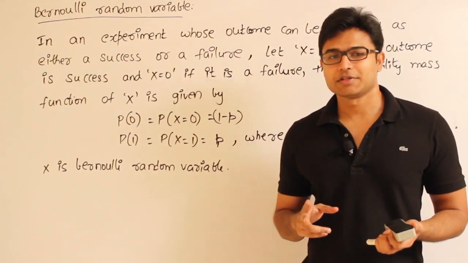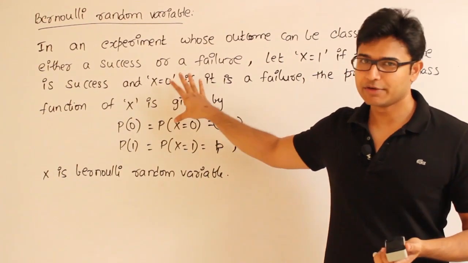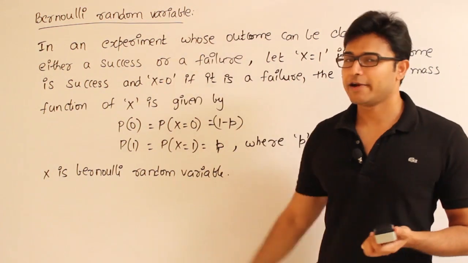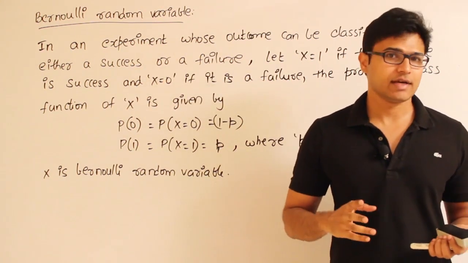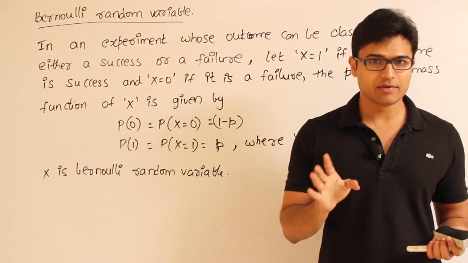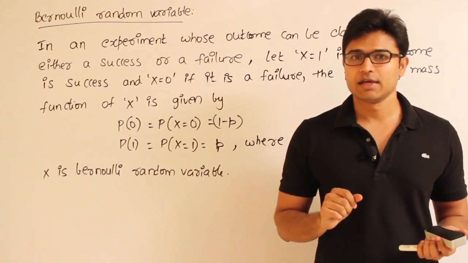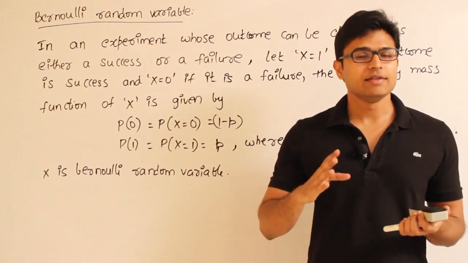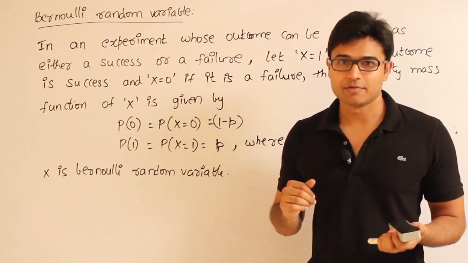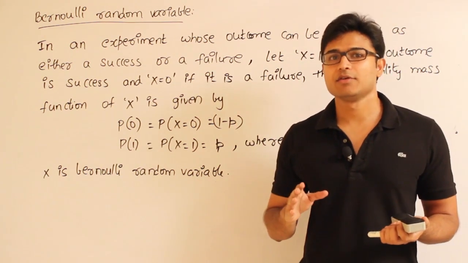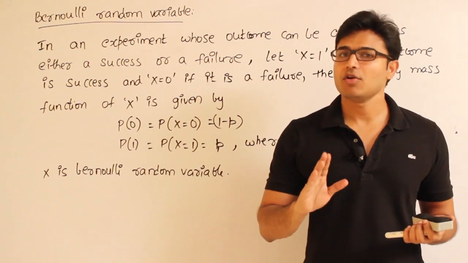Just for the sake of definition, I have given you the exact textbook definition of a Bernoulli random variable. But what I'll do is take examples and explain this concept in simple words first. This random variable will take two values, either 0 or 1.